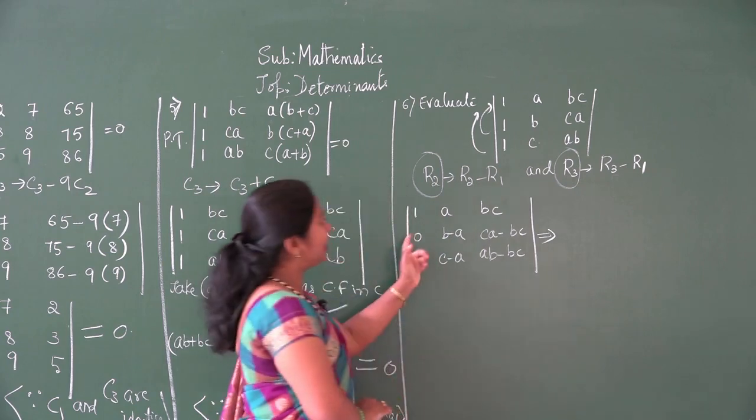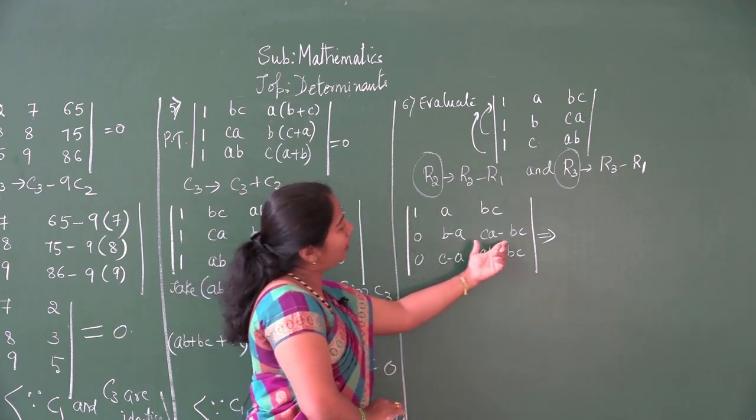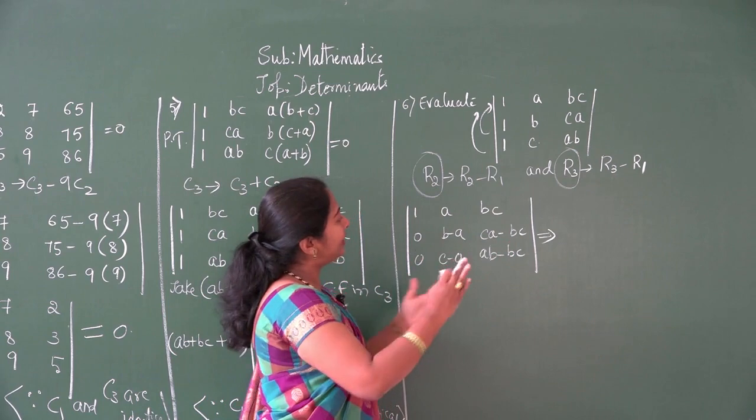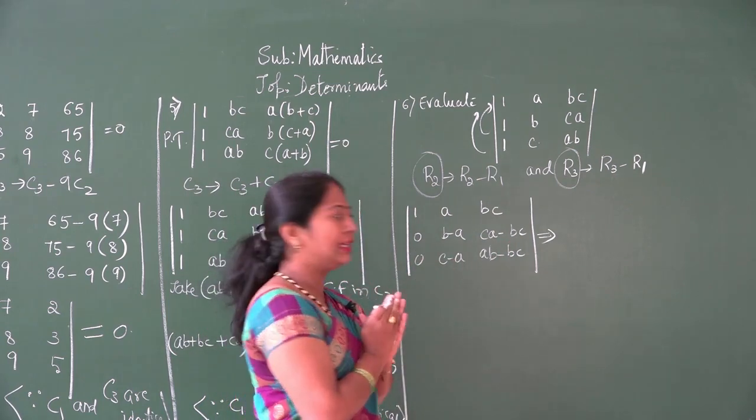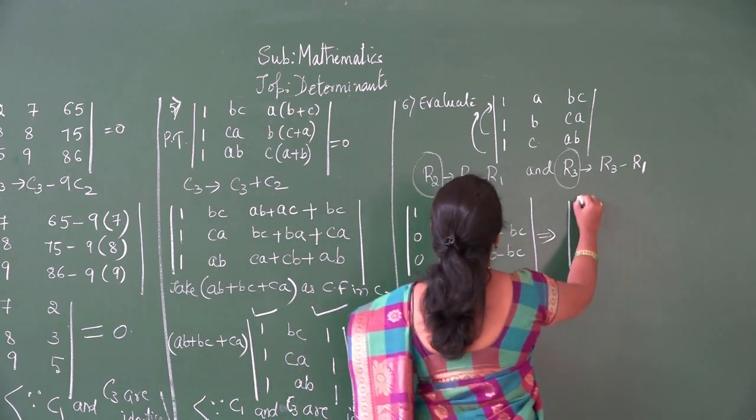1, A, B, C remains the same, 0, B minus A remains the same. What is common here? C. If I take out C, what is left out? A minus B.